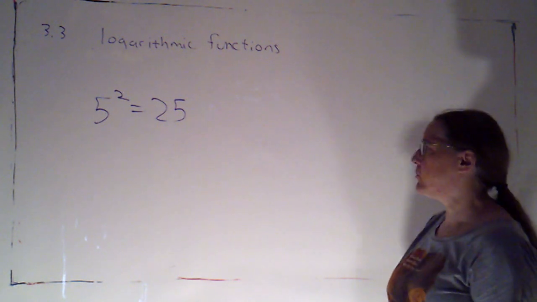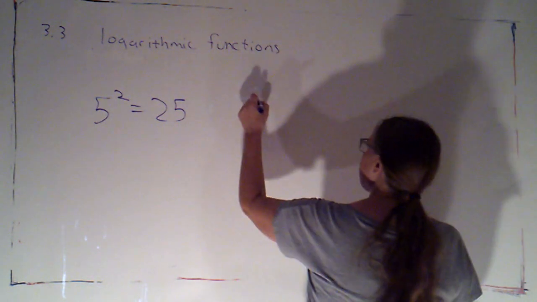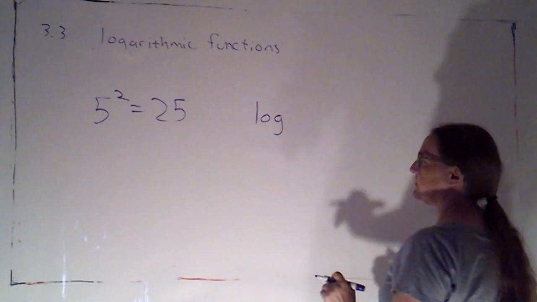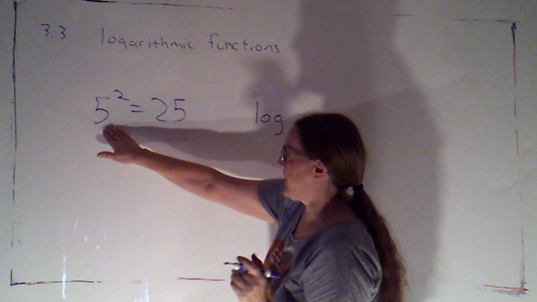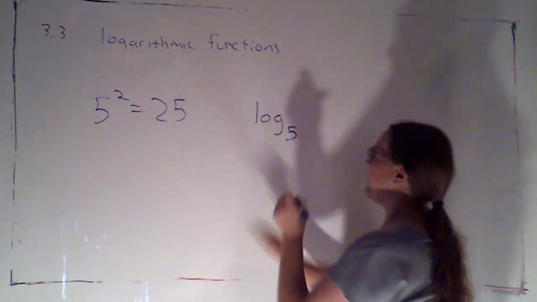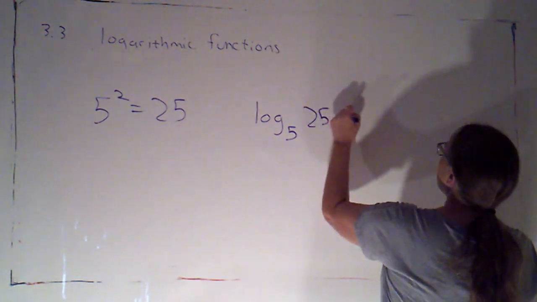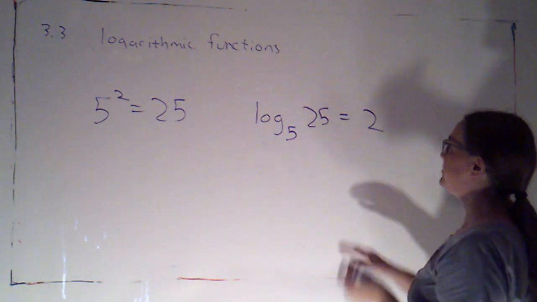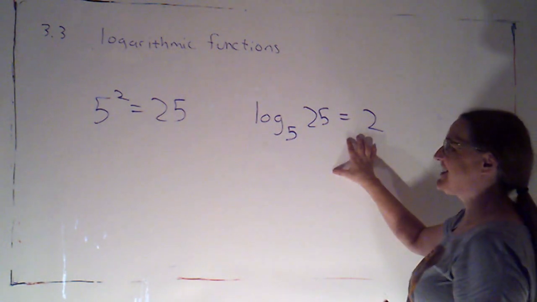I could rewrite that in logarithmic form. Okay. I would be saying the exponent I need, log means exponent, when 5 is my base, to get, I'm getting 25, is 2. So I'm just rearranging the 5, the 2, and the 25 like so.